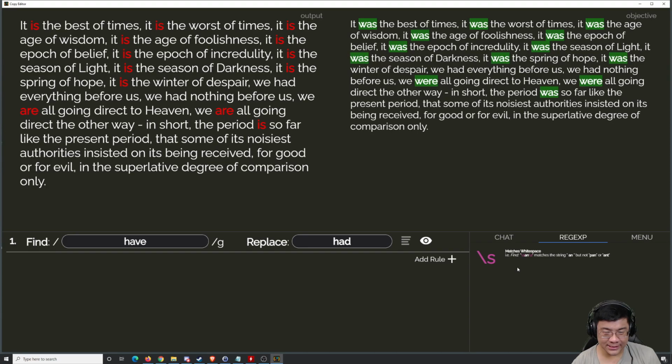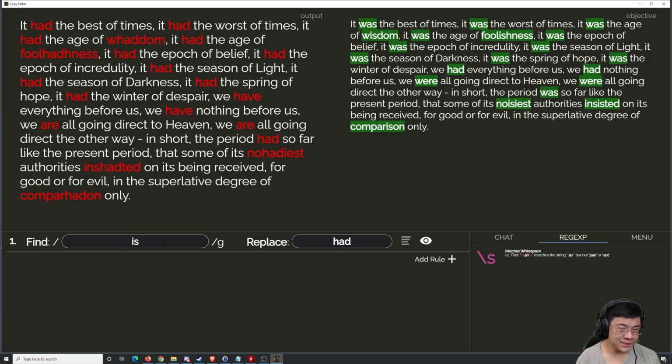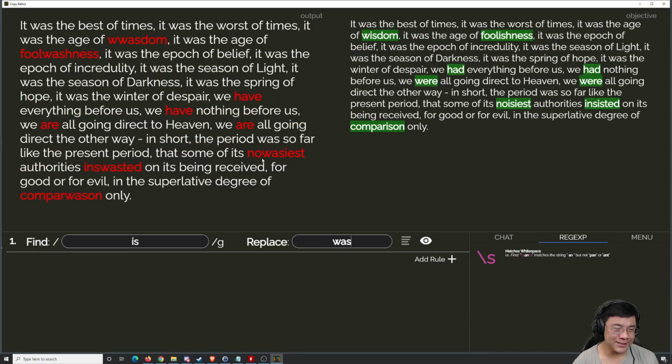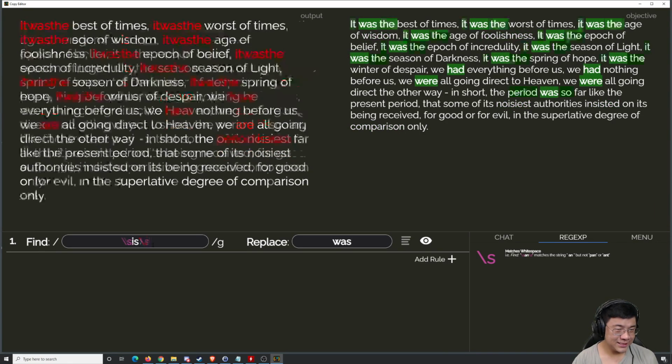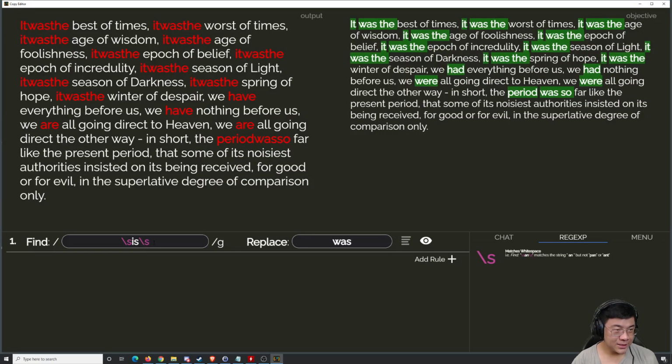Backslash s matches white space. Find \s an matches only "an" but not "pan" or "ant", so it's only those things. So obviously the solution for this would be replace with, wow, it's like real time. Oh, look, it's actually working, but it's not exactly right because I didn't put the \s to isolate. It was the replace, was.